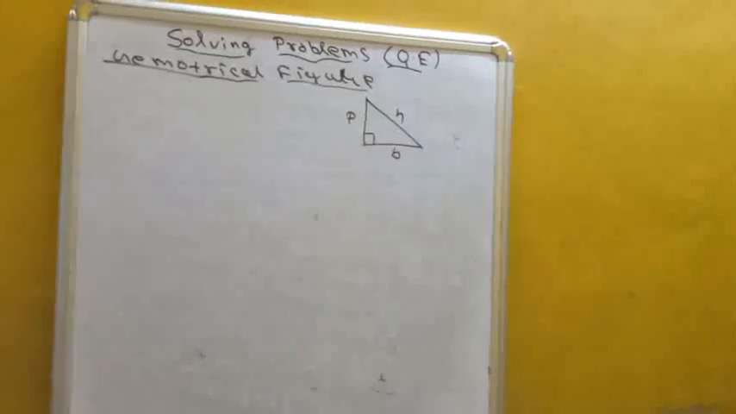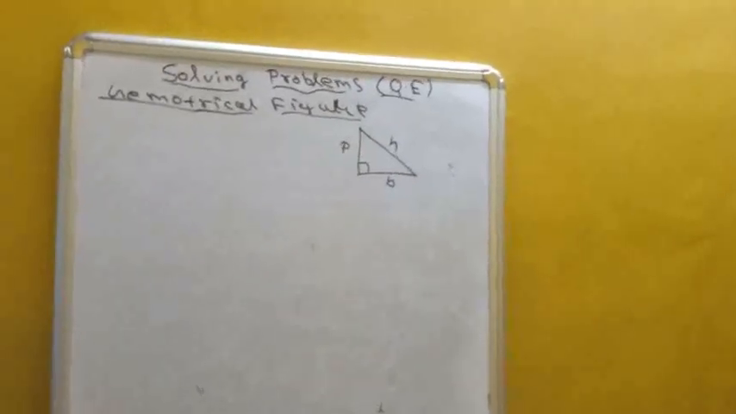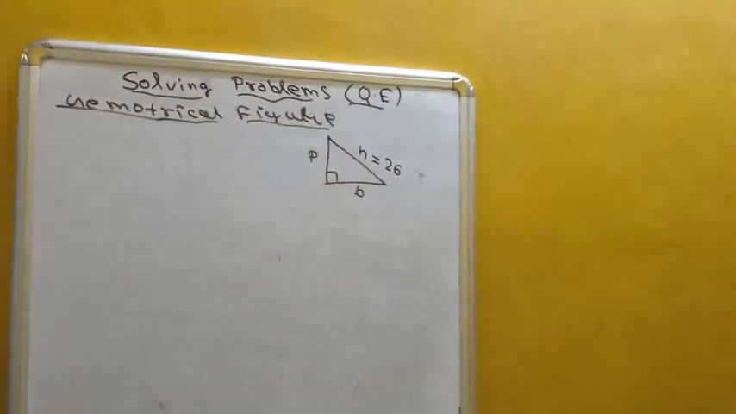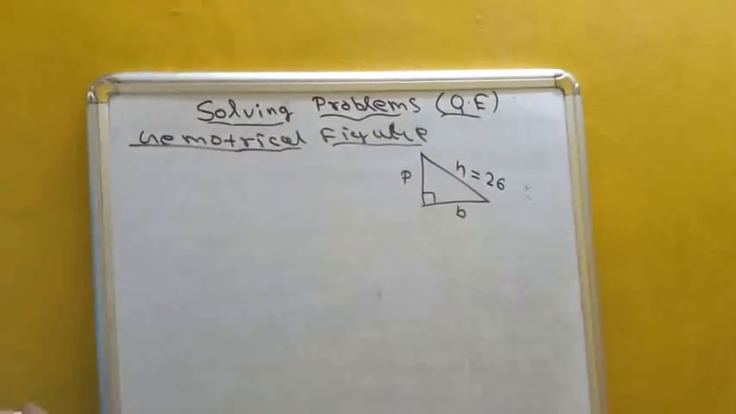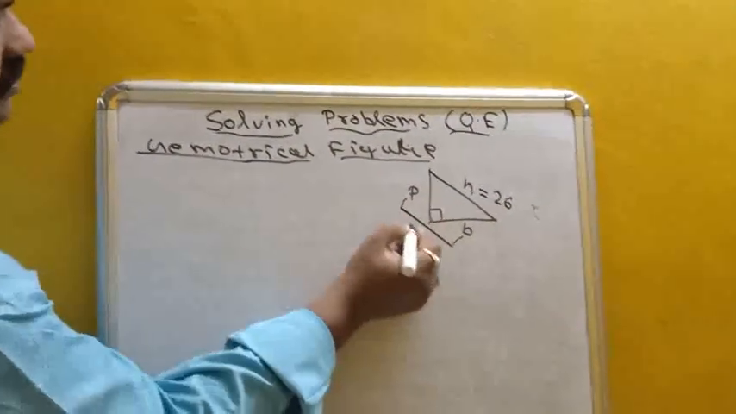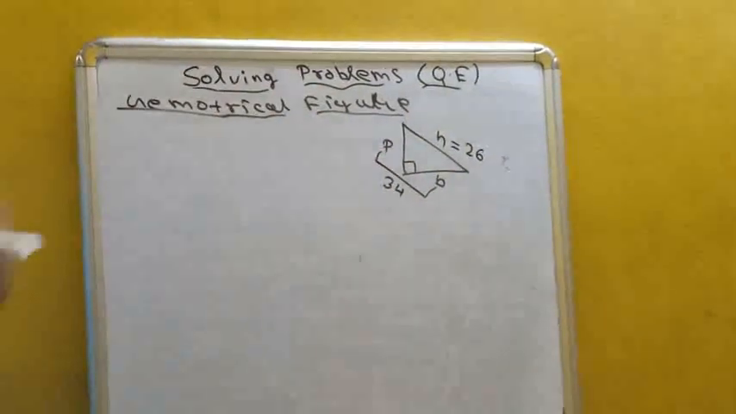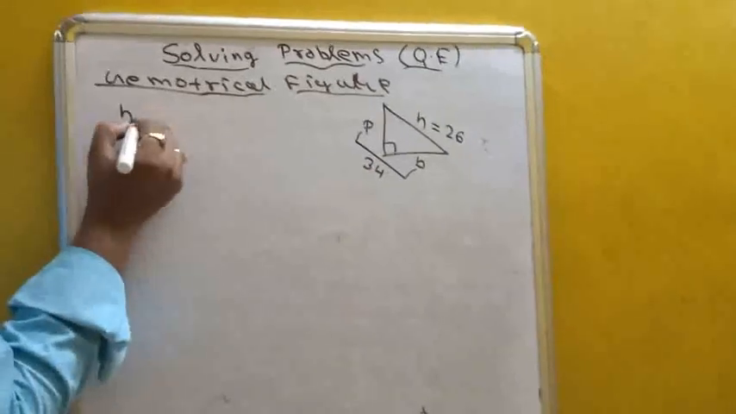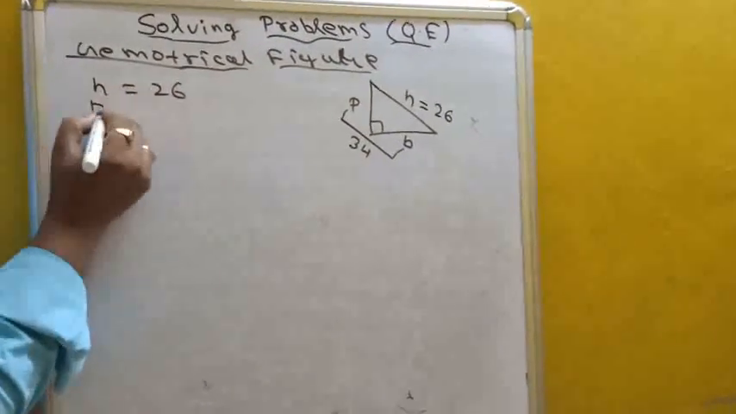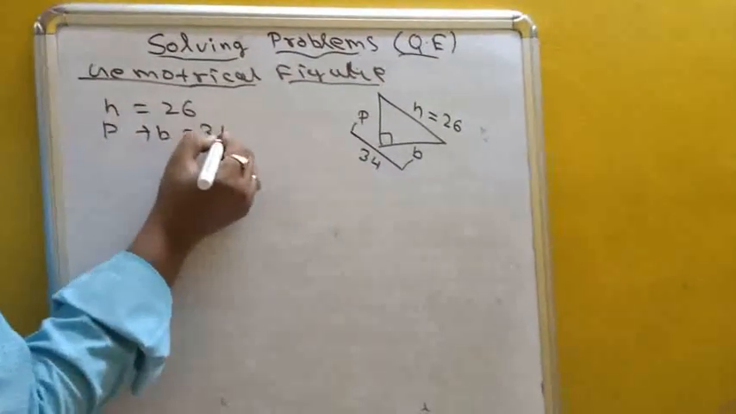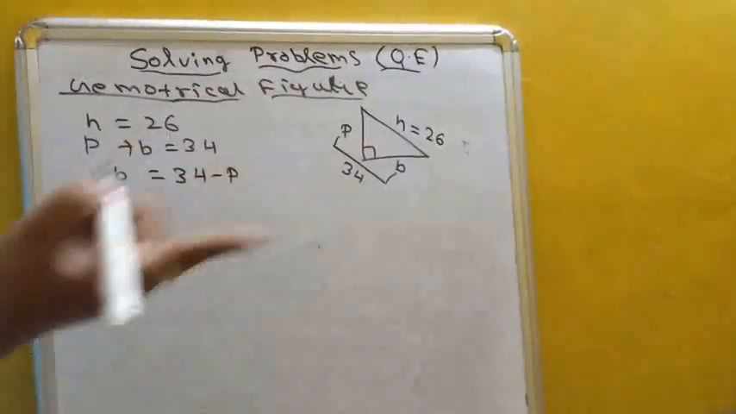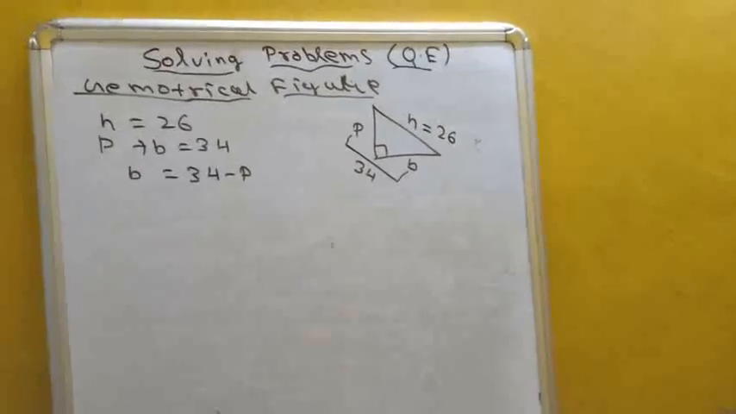What will he give? The hypotenuse of a right angle triangle is 26, and the sum of the other two sides is 34. So find the length. How can you find it? First, we are told H equals 26, and P plus B equals 34. Therefore B equals 34 minus P. Yes or no? He told you to find all the lengths.